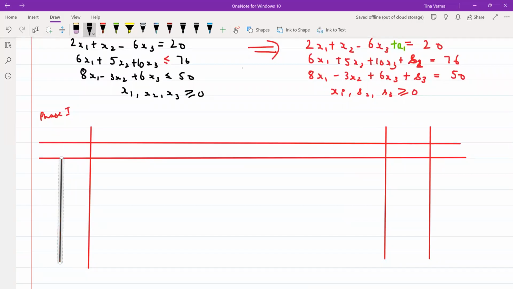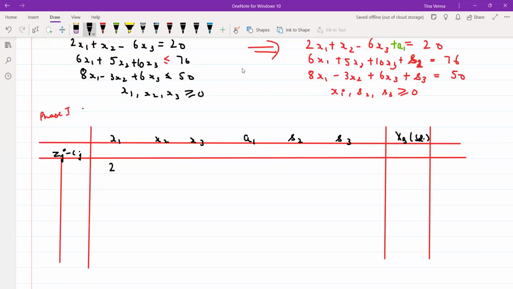So here I can write the columns. That will be my x1, x2, and I have variables named x3. I have added one artificial variable in the first constraint, A1, and then s2 and s3. And this is my xb. Some of the books write it as solution. This is zj minus cj.